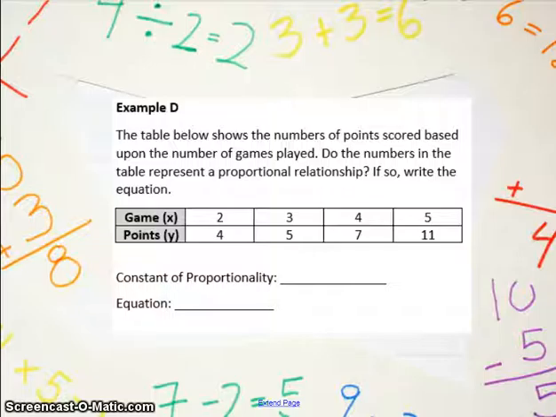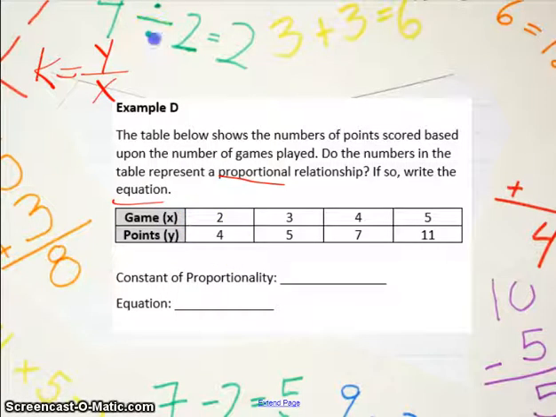All right, last example, example D. Okay, example D says the table below shows the number of points scored based upon the number of games played. Do the numbers in the table represent a proportional relationship? If so, write the equation. Okay, again, looking at the same thing. My k equals y divided by x. I'm doing the same thing every time. Okay, y is on top, x is on bottom. So let's start dividing.